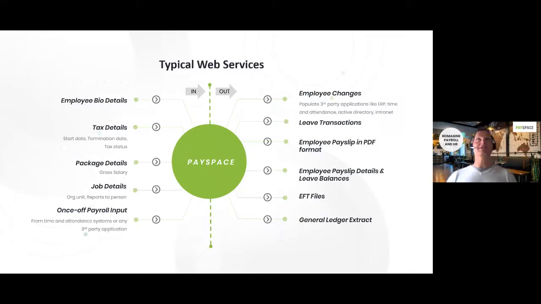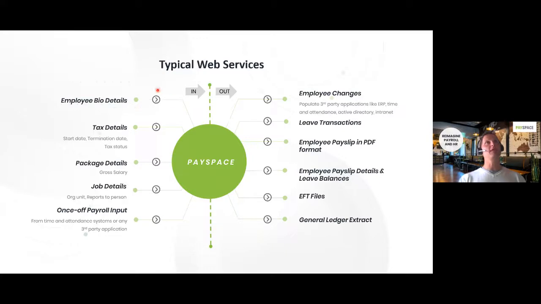Okay, so let's look at some of the typical web services that PaySpace offers and that clients use out there in the market space. On the left-hand side are the functions that flow into PaySpace, and this is typically where customers have an upstream HR or ERP solution. For example, you're running a solution that is your source of capture, and you want to capture all of the employee information in an upstream solution, and then flow it down into PaySpace via the API layer.